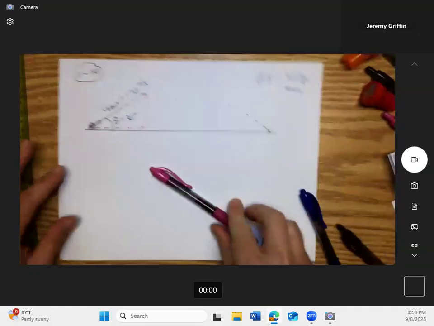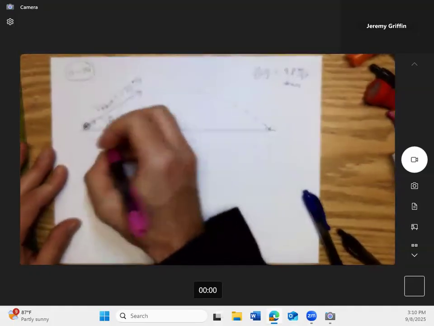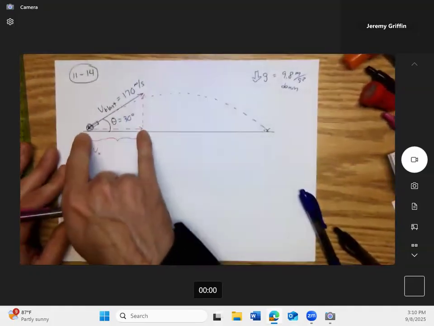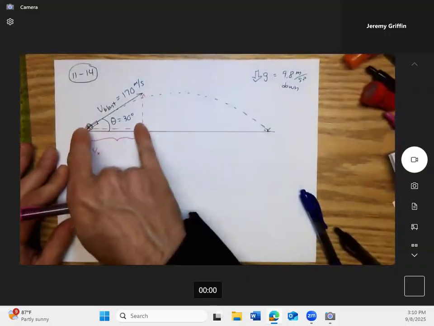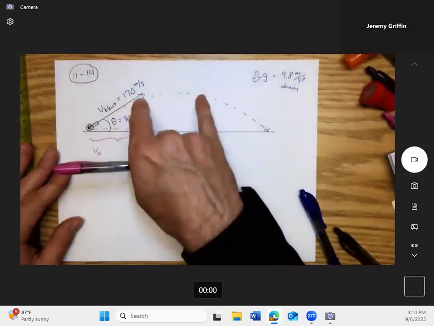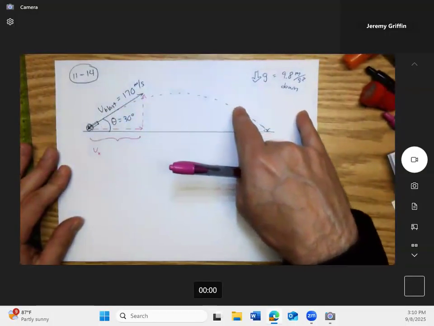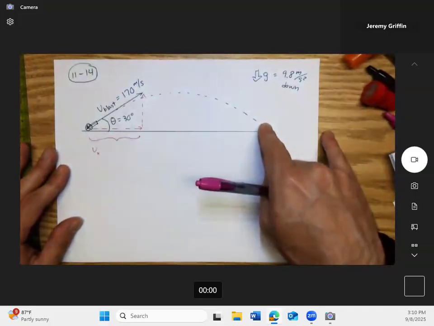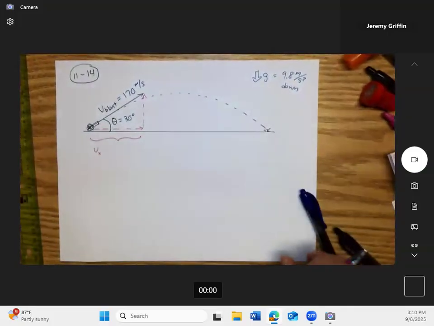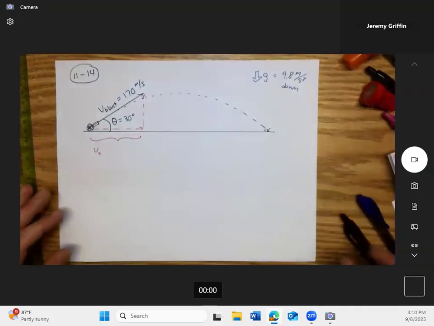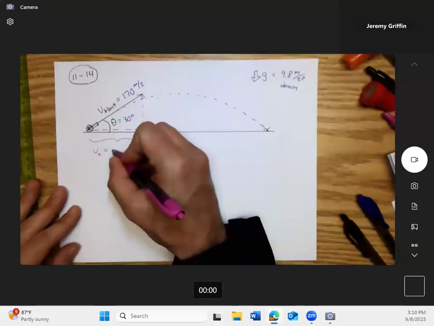So this side, I'm going to label V sub x. That's how fast the cannonball is going across the field, which never changes. You guys remember that? It's constant all the way across, because gravity doesn't pull horizontally, and air drag we're ignoring. And so, how do you get this leg right here? Because this is what times what?